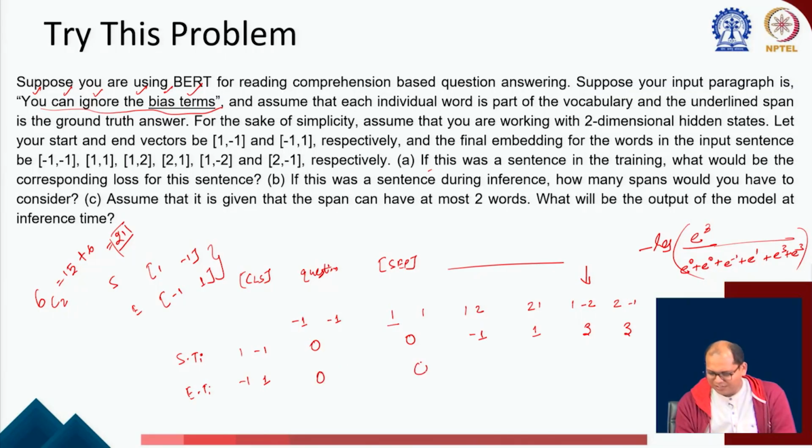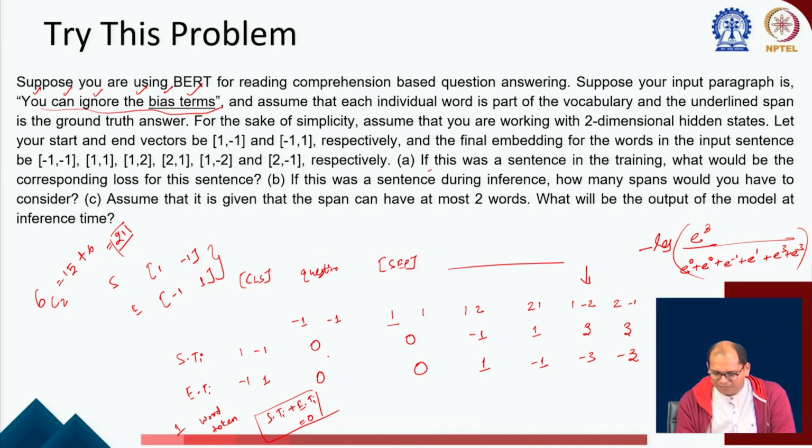So 0, 0, 1, minus 1, minus 3, minus 3, right? That means if you add them for a single token, like a one-word span, they will be 0. So for a one-word token, S dot Ti plus E dot Ti will be 0. So one-word tokens cannot be an answer, unless you don't get anything positive among the two-word spans. So then we have to consider two-word spans.